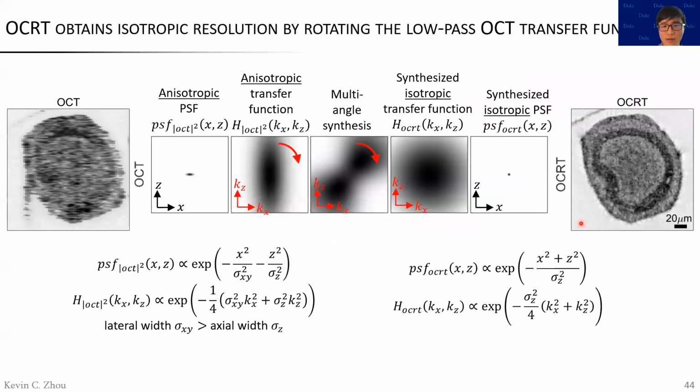To give a more concrete explanation, we start with this apparent low pass transfer function of intensity OCT images and the corresponding point spread function. Through incoherent multi-angle compounding, OCRT obtains a larger isotropic transfer function and therefore an isotropic point spread function given by the original axial resolution. So we get this sort of improvement over OCT.